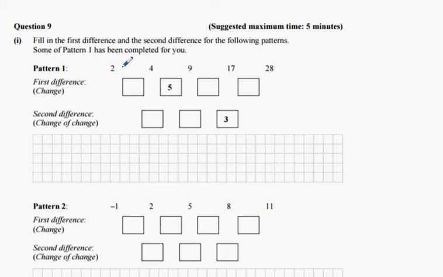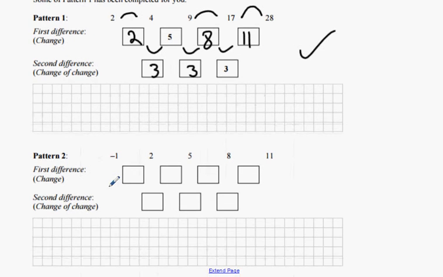Question 9 is a pattern, okay? It goes up by how much? 2. It goes up by 8 and 11. These ones go up by 3. Now, fill in the first difference and second difference. Okay, done. Pattern 2. First difference. So 2 minus 1. 3. 8 minus 5 is 3. 11 minus 8 is 3. Zeros. There's no difference in the second ones.